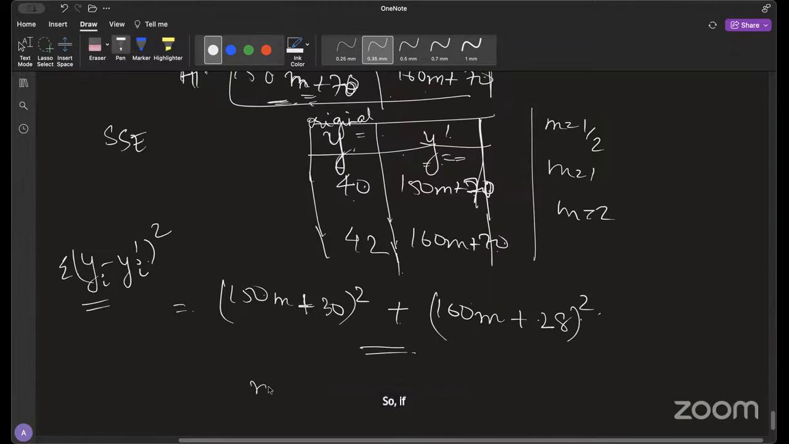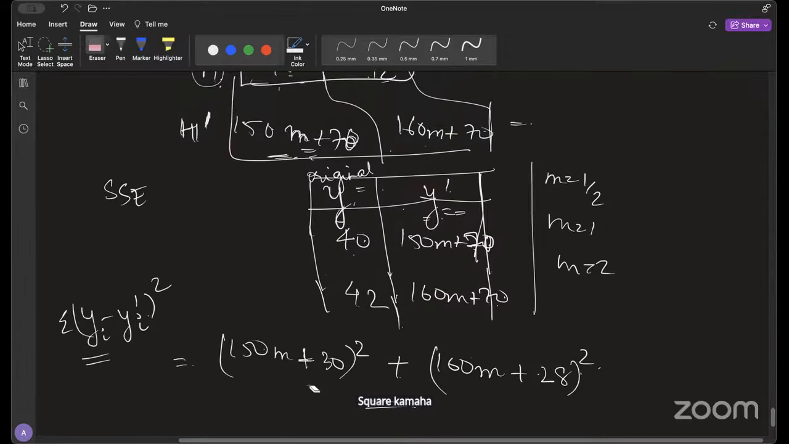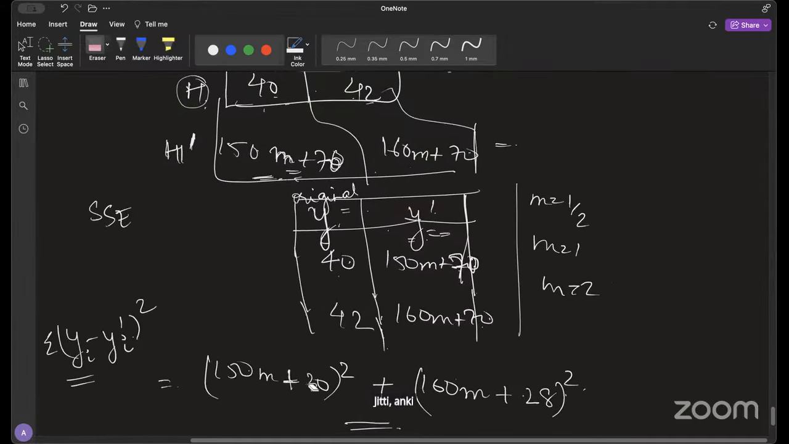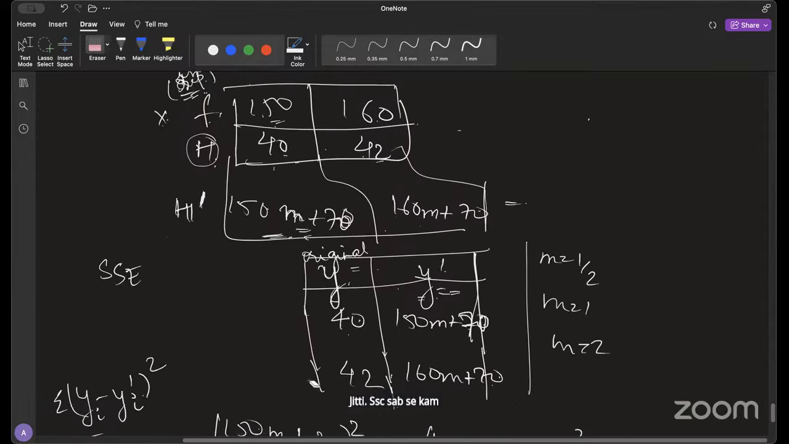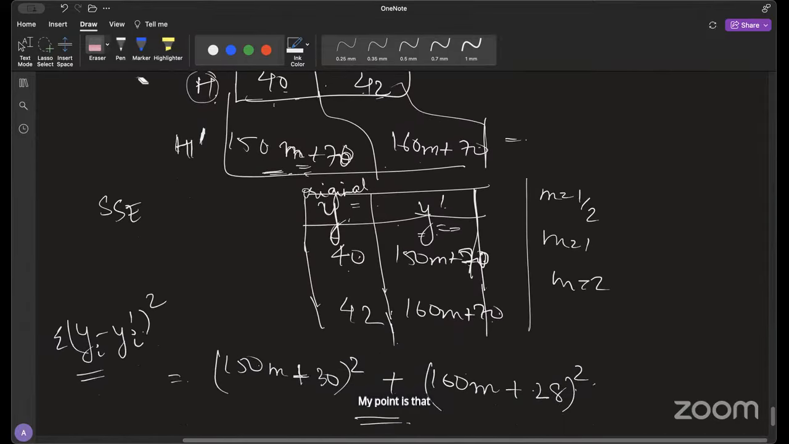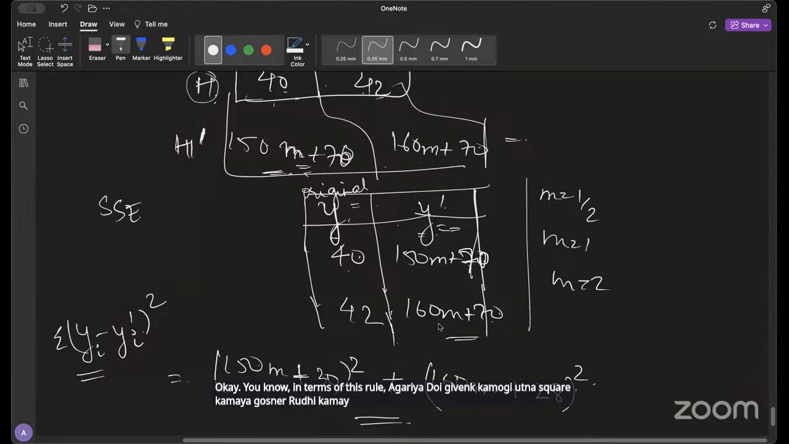So if you put m equals half here, you'll know that in this equation, the lower the value of m, the lower the square and the lower the root. So the answer should be the one with the lowest value of m, because SSE should be minimum. My point is that. But we've not taken the other data points. There are two more data points too. If only these two are given, then the lower the value of m, the lower the square and the root, so we can say that.